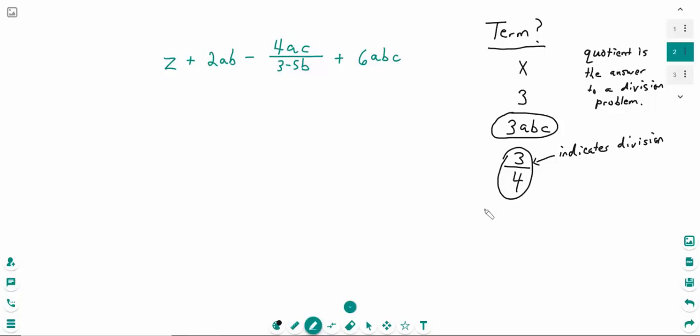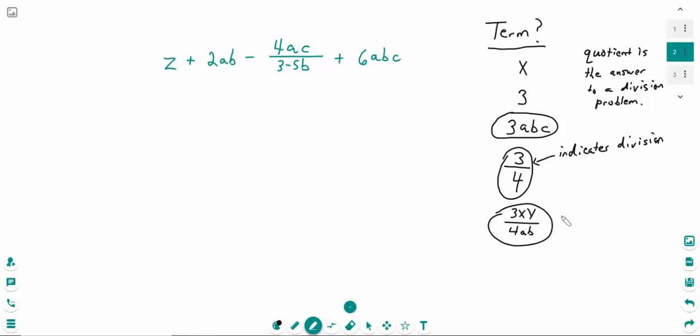Now we could expand on that and make it a little bit more complicated. We might have 3xy over 4ab. Is this a term? Well, the answer is yes, it is, because we have an indicated division problem, an indicated quotient. So this top term, 3xy, is being divided by the bottom one, so we have one full term.